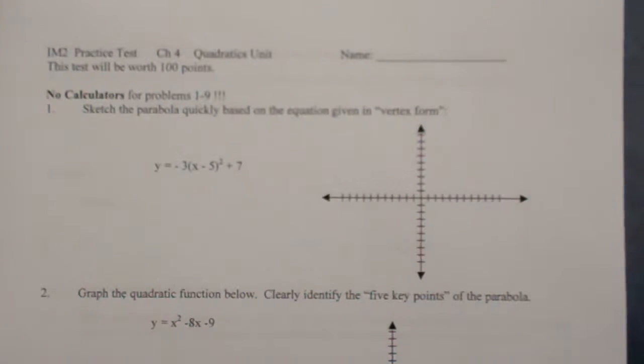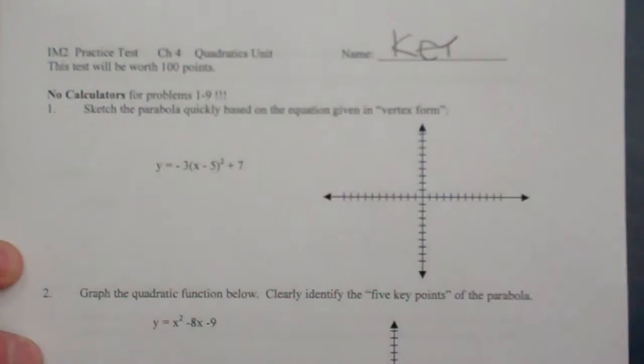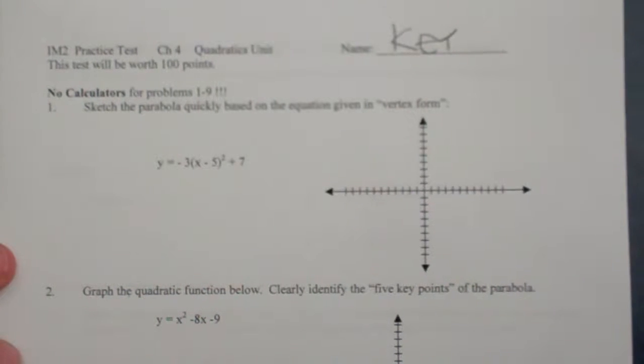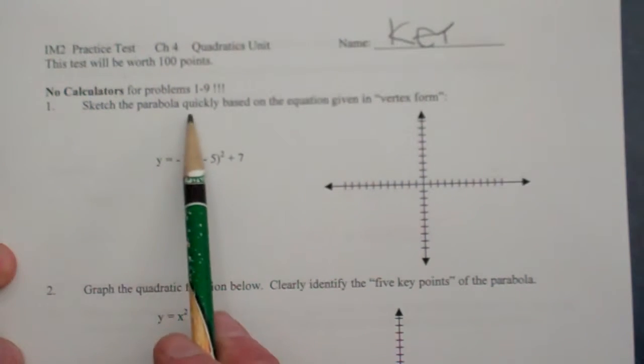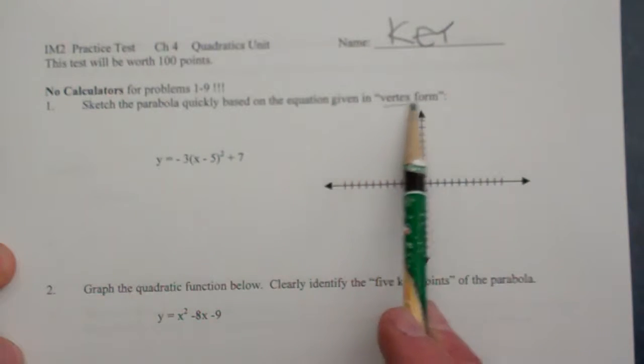All right, here we are in the answer key for Chapter 4 Quadratics. I'll go quickly, and you might need to pause me if you find me going too fast, but here it all is. Sketch the parabola based on the given equation that's in vertex form.